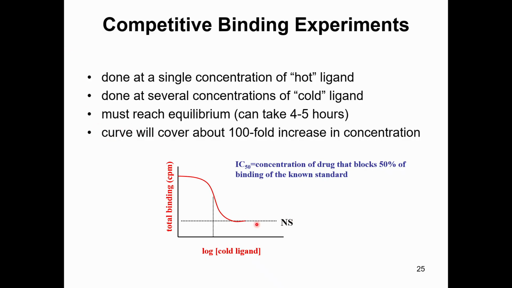And so you can actually quantitate this, and you can see that as you add more and more cold ligand, less radiolabeled ligand is retained. And so these competition experiments with a mixture of radiolabeled and unlabeled ligand are a great way to develop KDs, and it's even more accurate. And you can develop this term called IC50. That's the concentration of a drug that blocks 50% of the binding to a known standard.